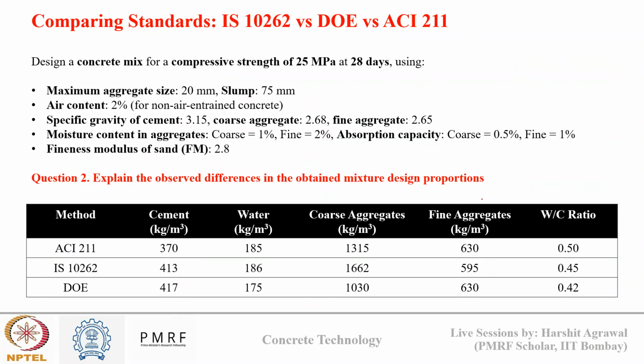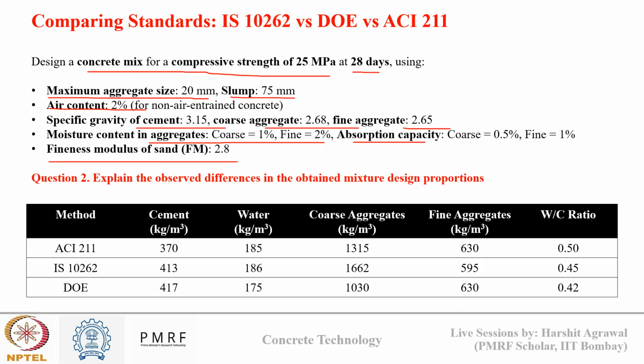So suppose I have this problem statement where I need to design a concrete mix for a compressive strength of 25 MPa at 28 days, and I need to use a maximum aggregate size of 20 mm, slump 75 mm, air content is given to us, specific gravity of cement, coarse aggregate and fine aggregate is given, and moisture content information, water absorption capacity information, and fineness modulus of sand is given to us. Suppose we know all the information that is required. Now, these are just some limited information that I have mentioned. Other required information one may assume at some fixed values.